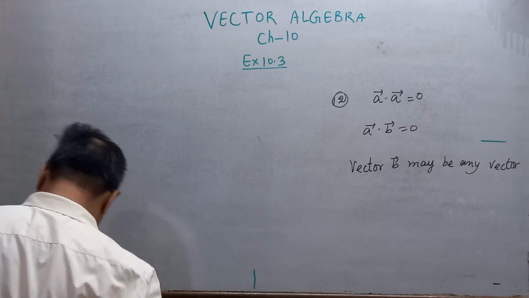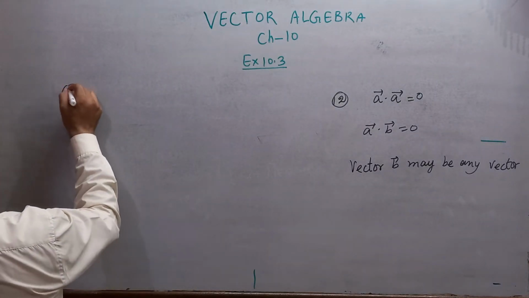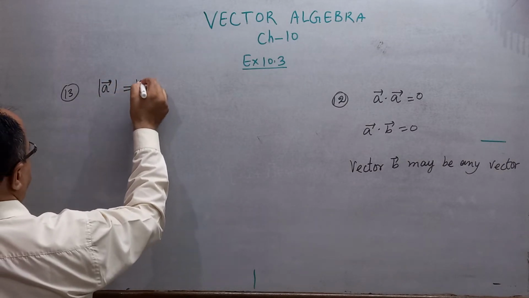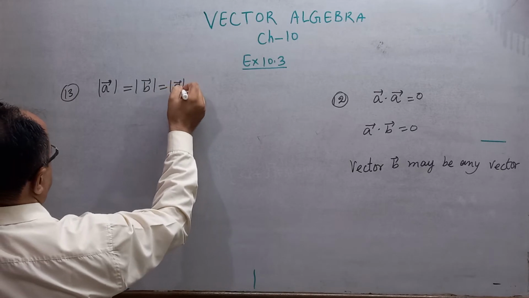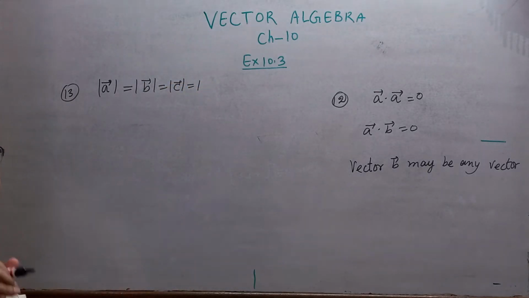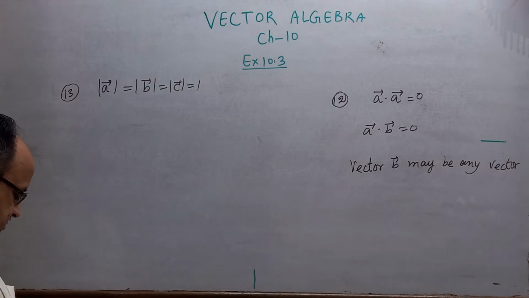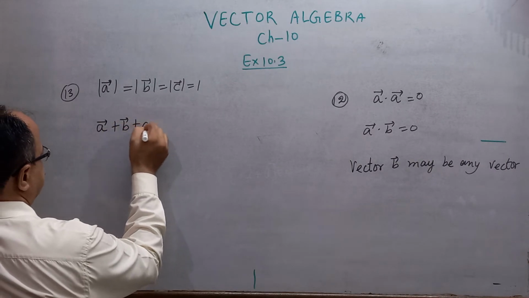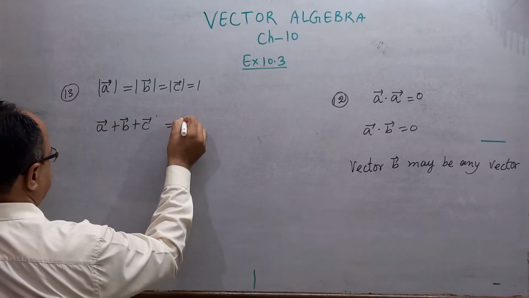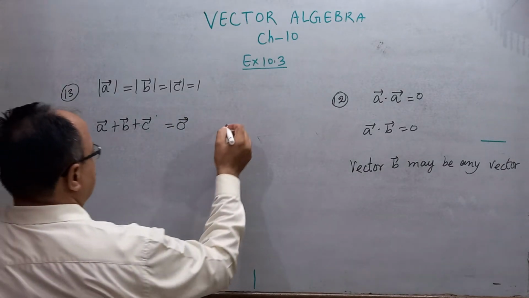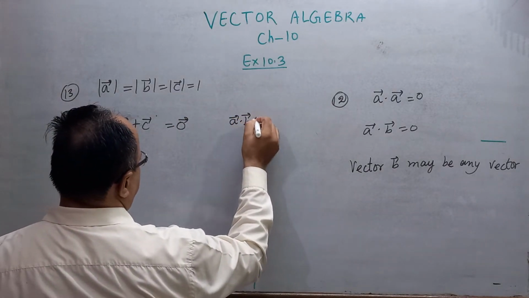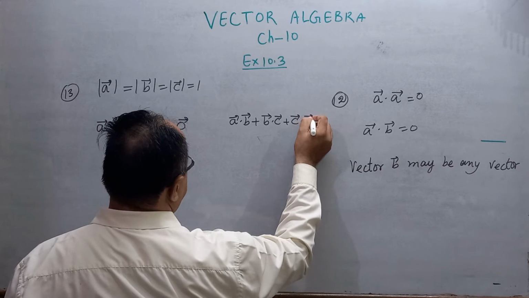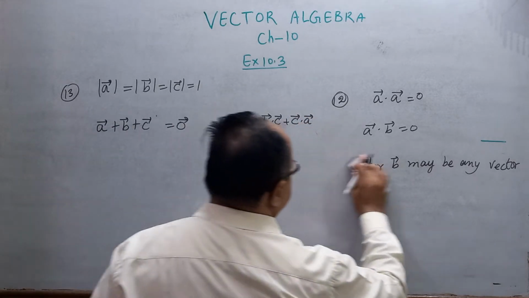Question number 13, very important question. Given that vectors A, B, C are unit vectors, it means their magnitude is equal to 1, and such that vector A plus vector B plus vector C is equal to the zero vector. With the help of this, find the value of A dot B plus B dot C plus C dot A.